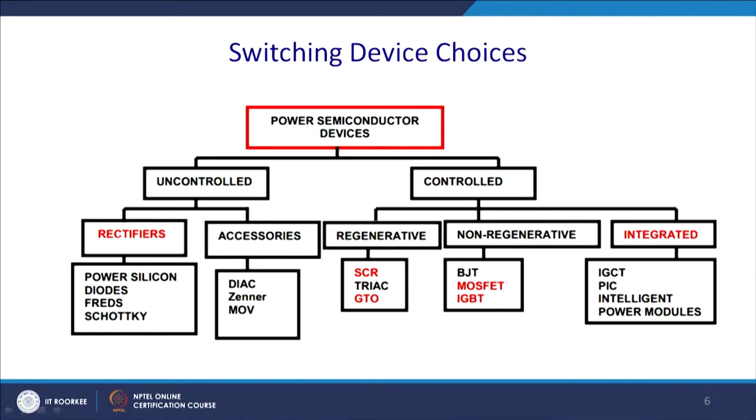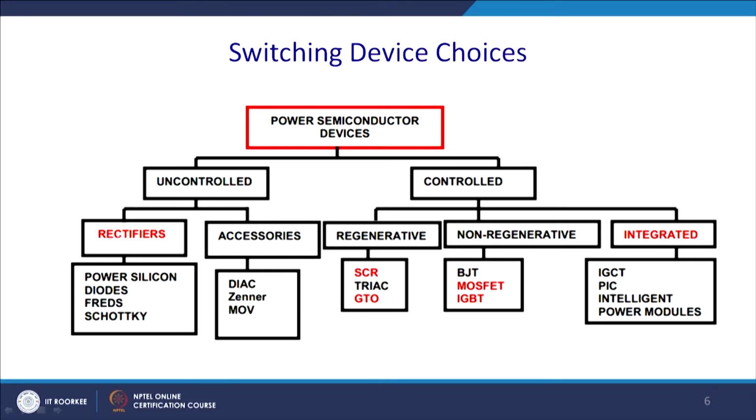Thereafter, within controlled devices, we can classify them broadly into three categories. One is regenerative. Here you want the power to be fed back from the load to the source. For example, when you are using an electric vehicle and you are braking or going down a slope, then power should feed back to the source for better utilization of the power.